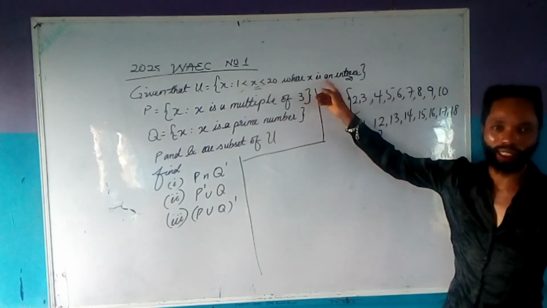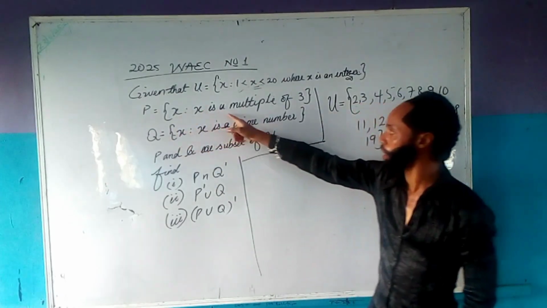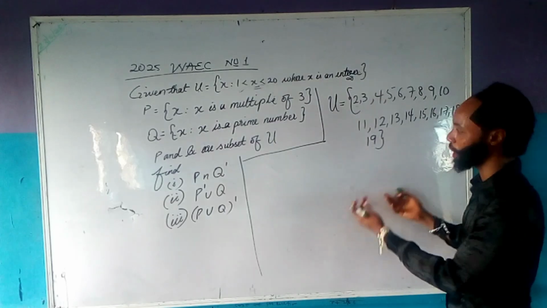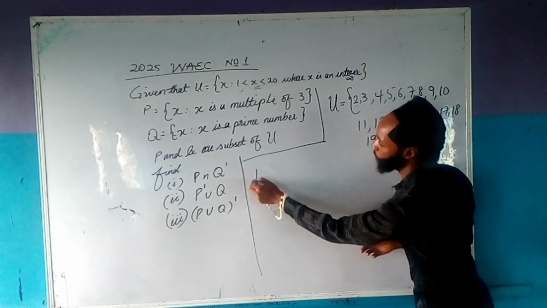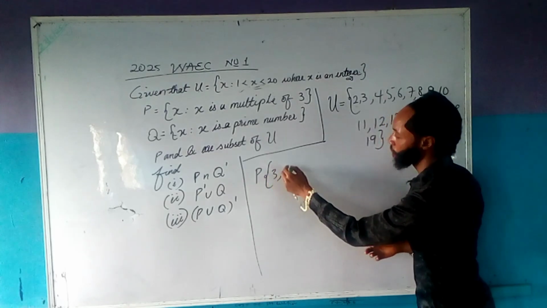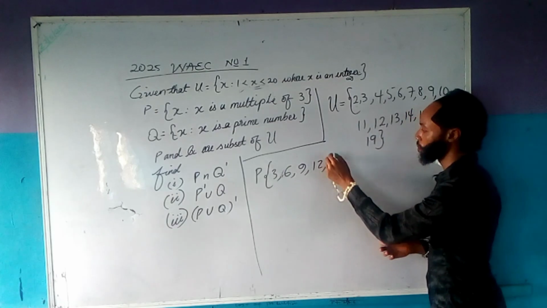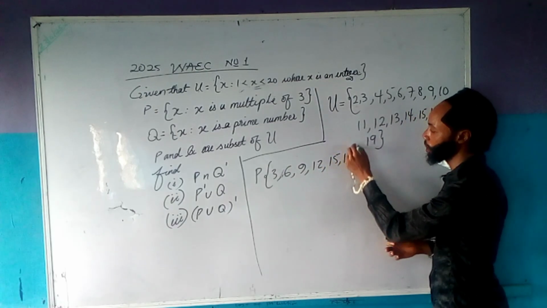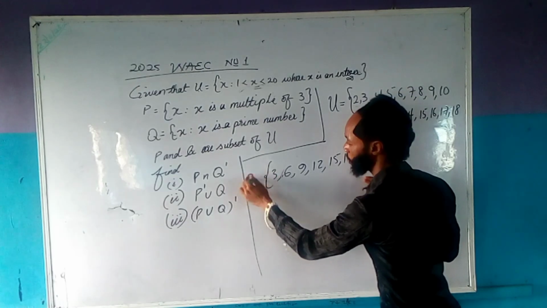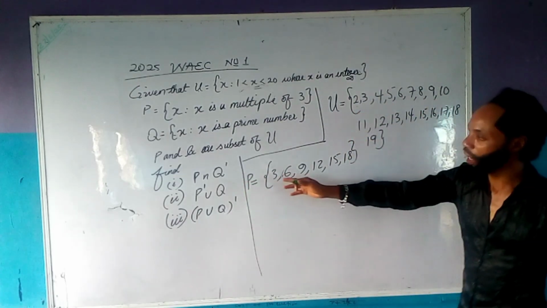And they say where X is an integer, that means it has to be a whole number. Then they said P is such that X is a multiple of 3. Between 2 to 20, what are the multiples of 3? Let's have that for our P. So our P is going to be what? 3, 6, 9, 12, 15, and 18. So these are the multiples of 3. This is P.